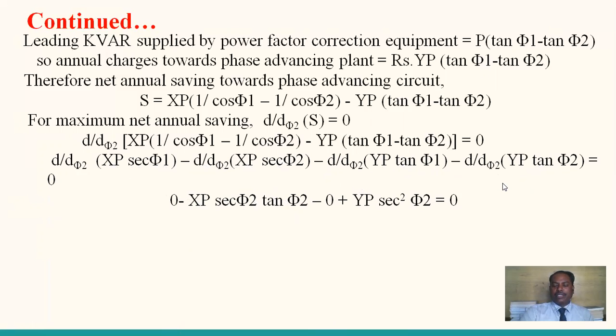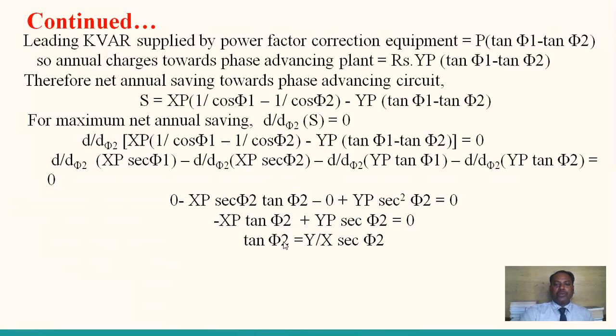And for the last term it is YP into secant square φ2. Check the sign: minus XP secant φ2 tan φ2, and here also secant square, that is why we are omitting one secant, plus YP secant φ2 is equal to 0. So tan φ2 is equal to Y by X into secant φ2. Otherwise, sin φ2 is equal to Y by X.